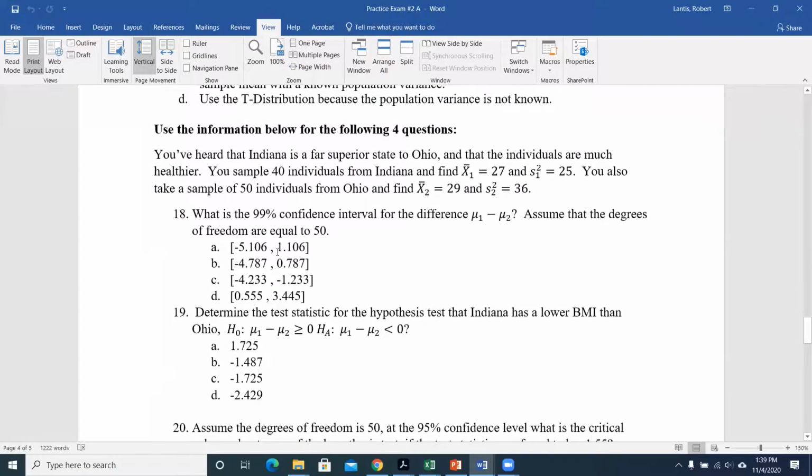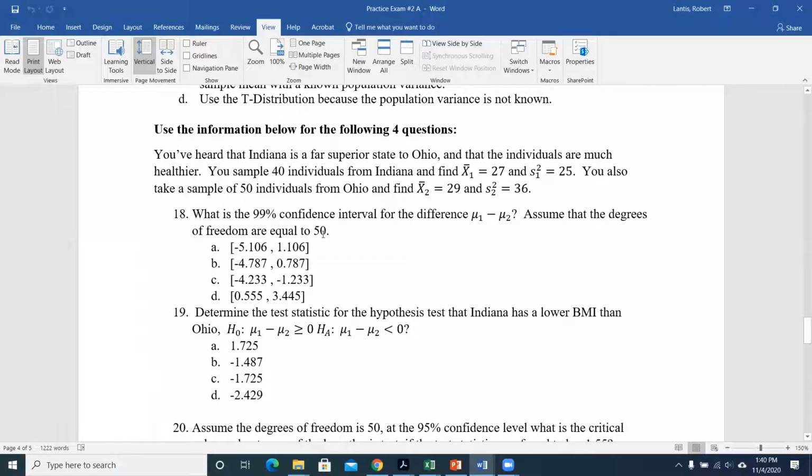Okay, let's start working through this one. Problem 18. So I've got Ohio, Indiana. Typing this up for the practice exam. I guess it wasn't complete, but we're looking at BMIs here, right? So we want to know if Indiana is healthier than Ohio. I get some sample BMI data, and I calculate my sample variances, right? So sample sizes for the two groups, sample means, sample variances. We don't have a known population variance, so right away we should know I need to use the student t distribution. So if I think about building this 99% confidence interval for what the true population mean is, and here I'm told assume the degrees of freedom is 50.